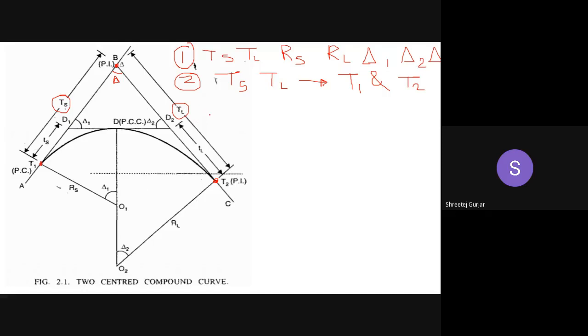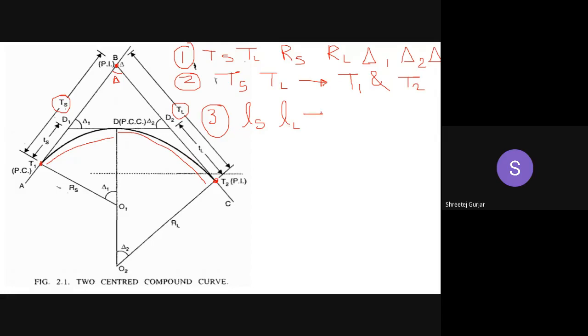Now coming to the third step. You have to calculate length LS and LL. What is LS? LS is the length of the shorter curve. LL is the length of the longer curve. So you can calculate. We have formulas with us. We can calculate easily. No problem.